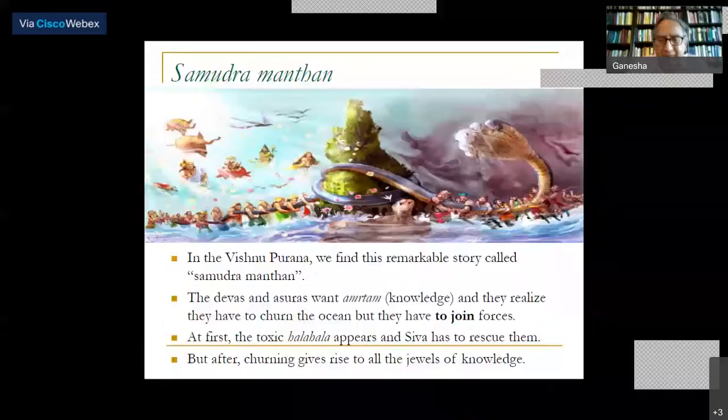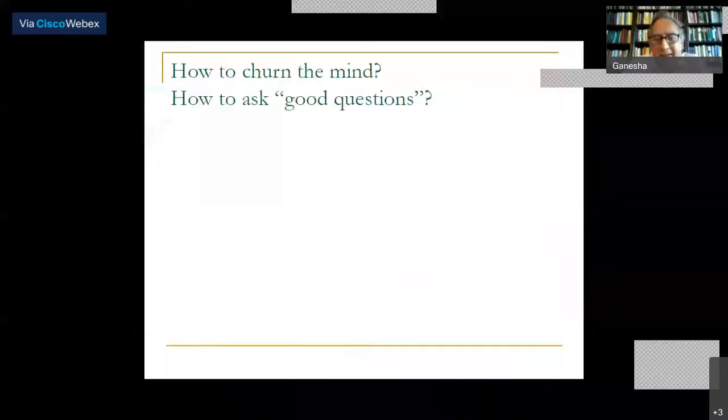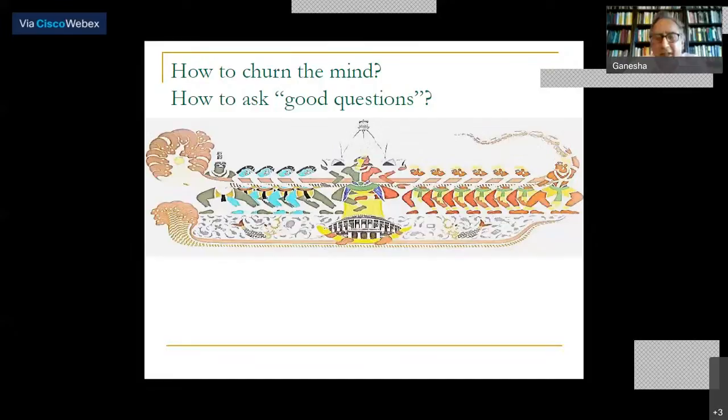As far as we're concerned in this particular talk, our question then is how to churn the mind, how to ask good questions. Asking good questions is part of the churning of the mind. So this is essentially another modernist picture of the churning of the mind. Now you may be wondering, where is Vishnu in all this? Well, Vishnu is the turtle that's holding everything up. The mountain here is Mount Meru, so Vishnu is here.